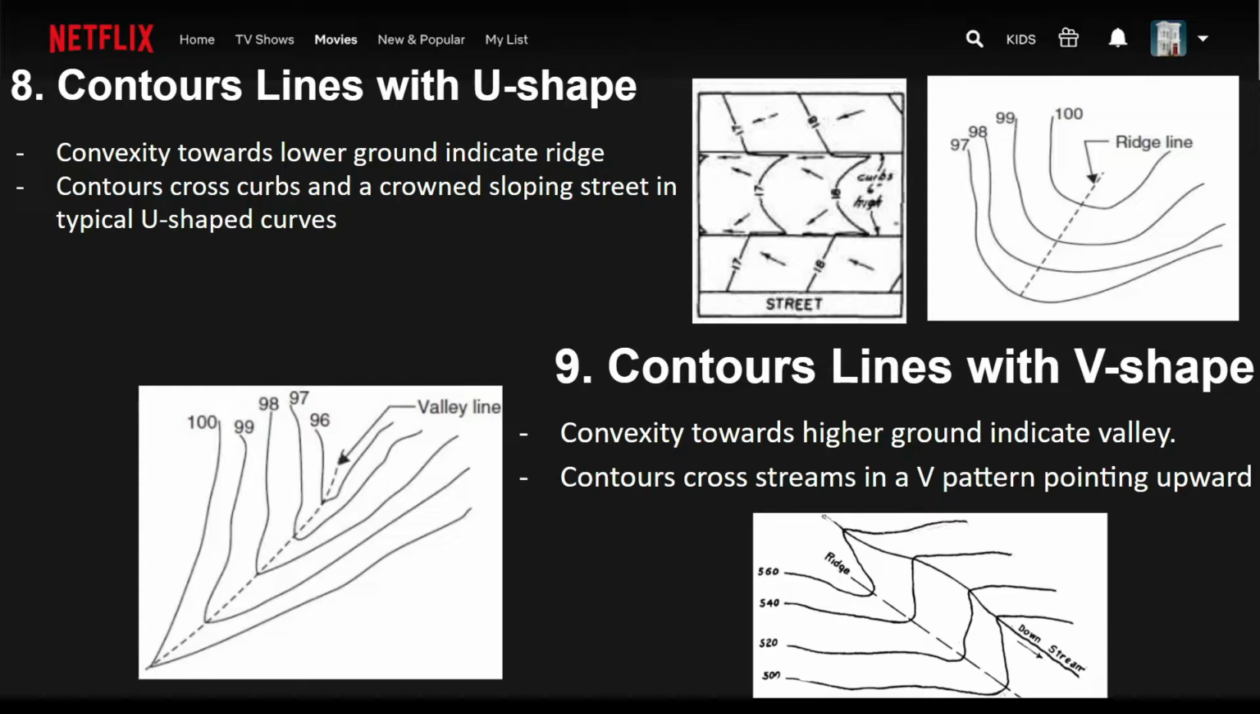So the contour lines which appear with a V shape have a convexity towards the higher ground, which can indicate a valley. And contours cross streams in a V pattern pointing upward. So the second statement that I have mentioned, contours cross streams in a V pattern pointing upward, is just a description of the contour lines with the V shape and how it can be identified as a valley. Next slide, please.